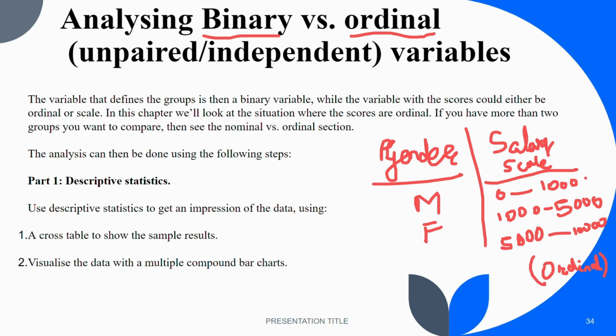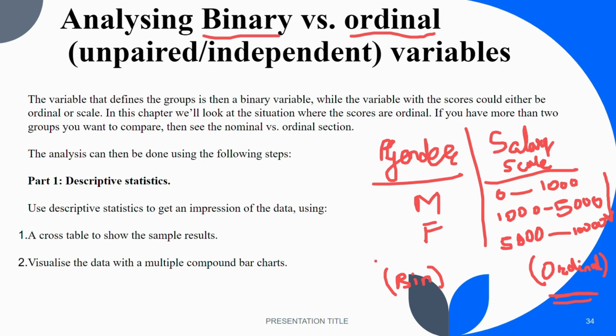So by definition this becomes an ordinal variable, because these three possibilities are in ascending order. The lowest one is 0 to 1000, then 1000 to 5000, and then 5000 to 10,000 being the highest. So there is an order. You know which is greater, which is lesser. That is the definition of ordinal data. Whereas by definition gender becomes binary, since there are only two possibilities which do not have any order.